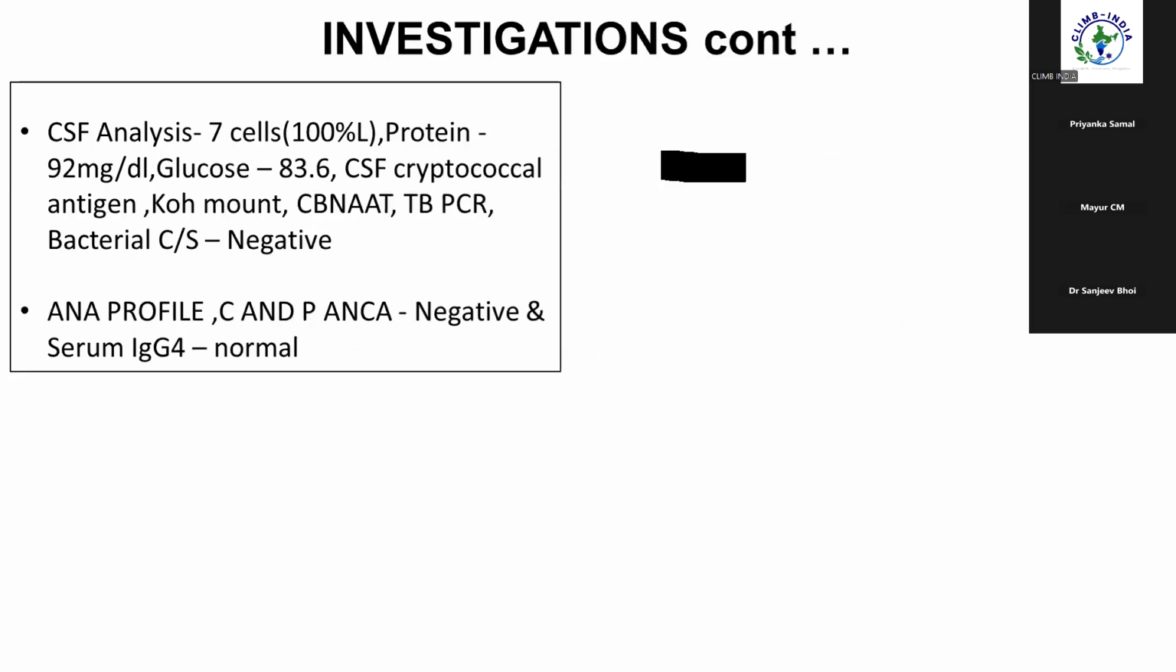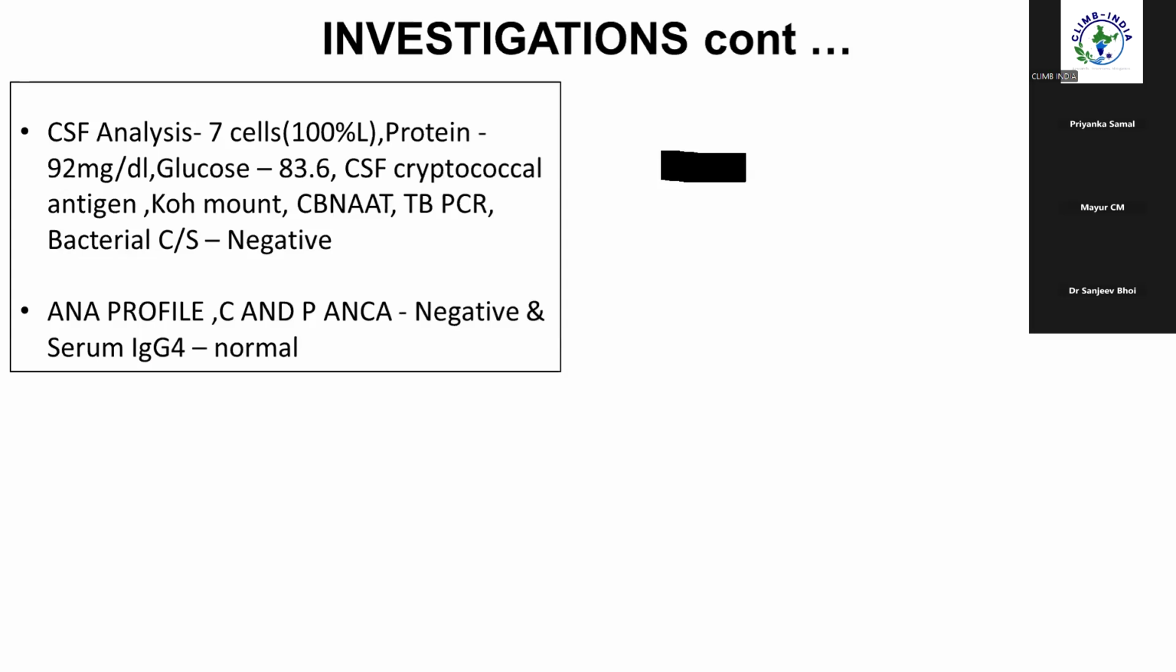So the investigation further continued. The initial CSF showed 7 cells, which were 100% lymphocytes. Protein was 92 and glucose was 83.6. Other workup for cryptococcal antigen, KOH mount, CBNAAT, TB-PCR, and bacterial culture was negative. ANA profile, ENA, c-ANCA, p-ANCA were negative, and serum IgG4 levels were also normal.